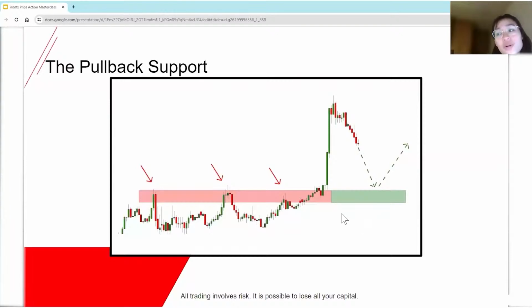Now for pullback support, we're looking at a resistance. So here we have three swing highs, making it a pretty strong resistance level. And then price has broken out of the swing high resistance. So it's broken out of it, surpassed it, and now we're expecting it to reverse back to that same level.